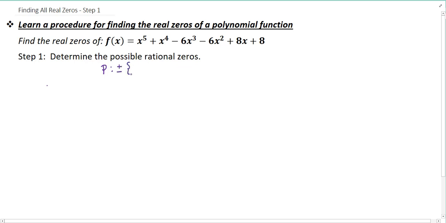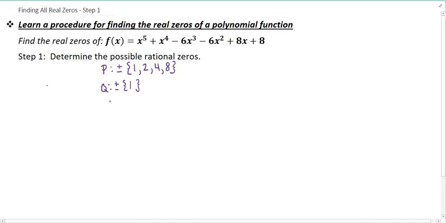Our constant is the value 8. So think of all the whole numbers that evenly divide into 8. And you would come up with 1, 2, 4, and 8. The positive and negative version of those are our p-values. And then we would do the same thing for our leading coefficient, and we'll call these our q-values. So again, we want the positive and the negative version. But our leading coefficient in this problem is the value 1, and the only number that divides evenly into 1 is 1.